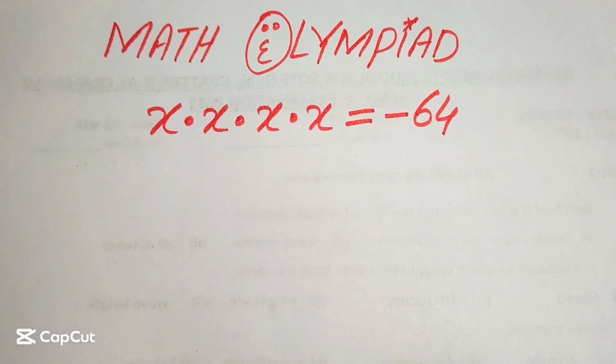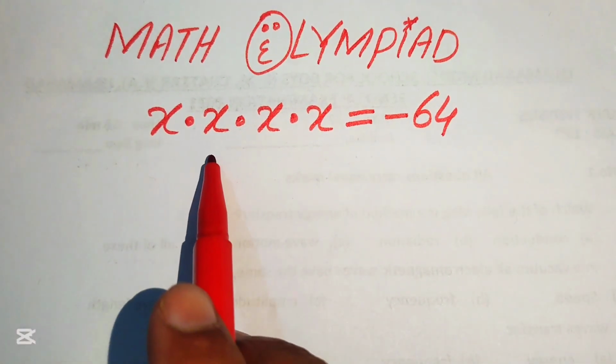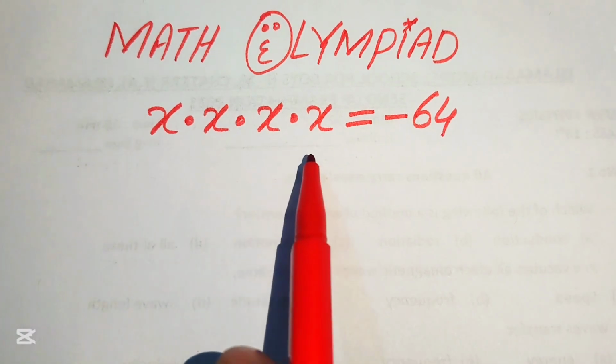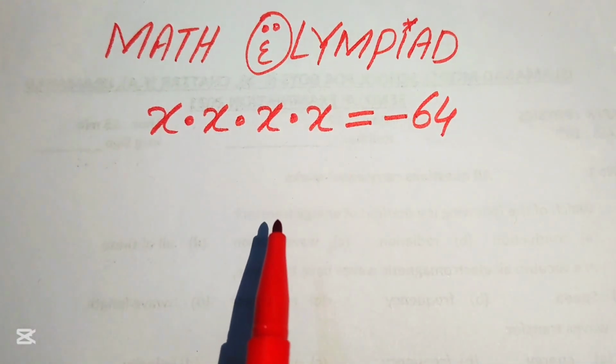Hello everyone, welcome to solve this nice math Olympiad algebra problem. So here we have x times x times x times x equals minus 64, and we solve this problem for the values of x.